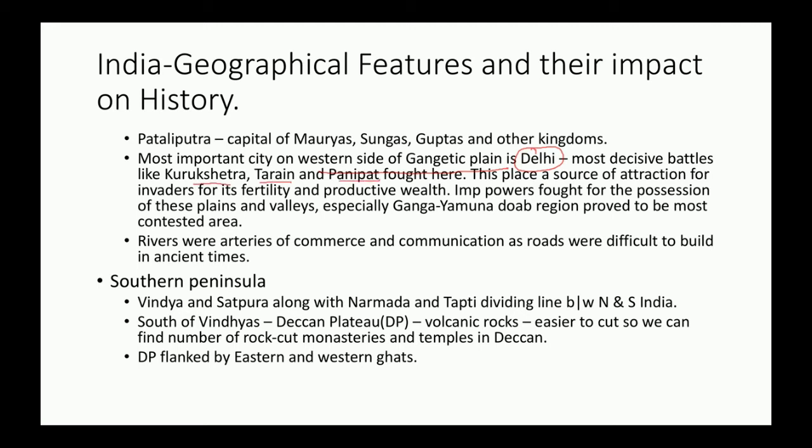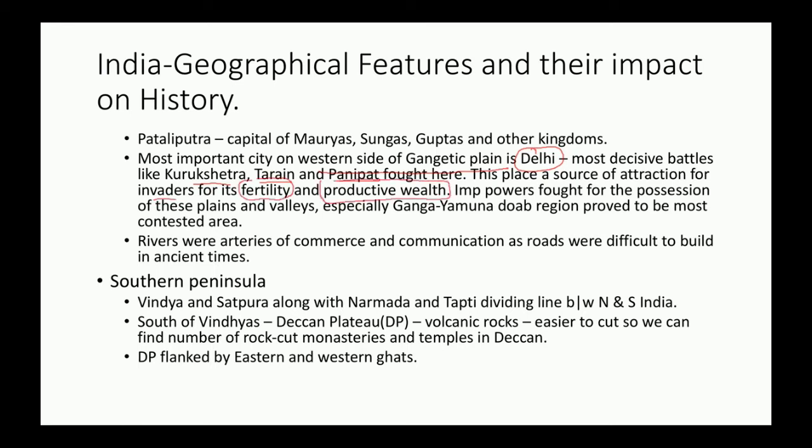The Battle of Tarain was fought between Prithviraj Chauhan and Muhammad Ghori, and after the defeat of Prithviraj Chauhan, this facilitated the establishment of the Delhi Sultanate in India. Then in the Battle of Panipat, after Babur defeated Ibrahim Lodi, it facilitated the establishment of the Mughal Empire in India. This place was a source of attraction for many invaders just because of its fertility and productive wealth.